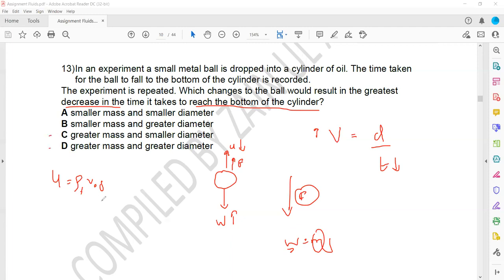Then how to decrease the upthrust? Upthrust is density of the fluid, volume of object, and gravity. So if I decrease the density or the volume of the object, the upthrust will also decrease. So how can we decrease the volume? By reducing the diameter. That's why C is the right answer. Is it clear, this question?